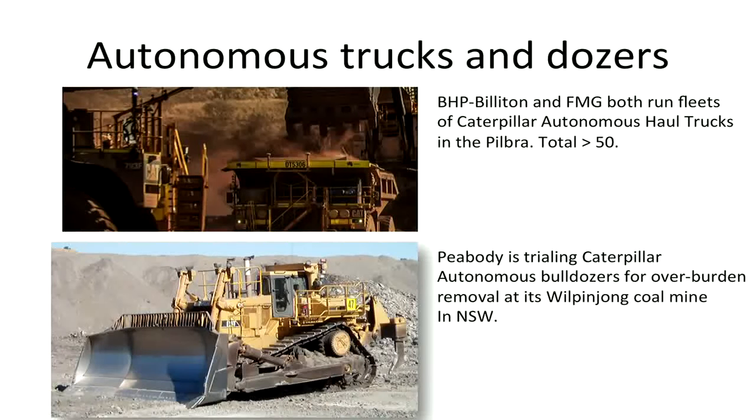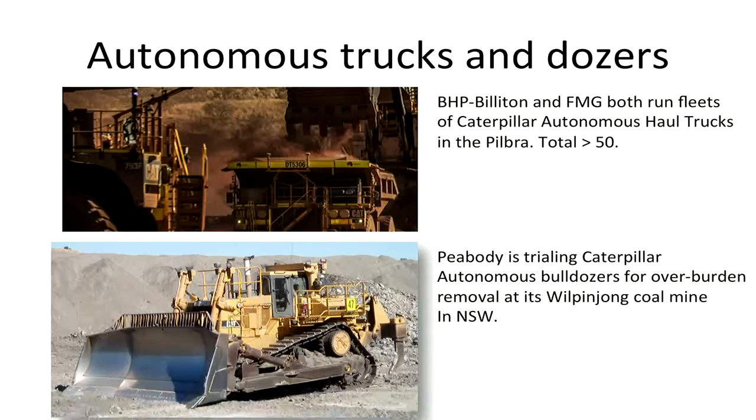I'll touch on these, but I didn't want to leave out the eastern states. At the moment, Peabody Energy is trialling an autonomous bulldozer for overburden removal at its Wilpinjong coal site near Mudgee in New South Wales. And these are bulldozers that are actually doing production work without people on board. There are, of course, other activities.